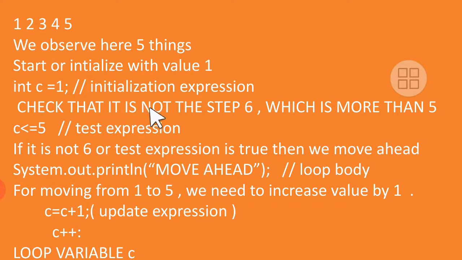Then check that it is not step 6. That means we don't have to cross 5. 5 is the limit. It cannot be 6. That means we have to move from 1 and go up to 5, meaning not more than 5. So up to is always represented through less than or equal to. So we are comparing C, which is actually keeping the count. So C less than or equal to what? 5. It cannot go beyond 5.